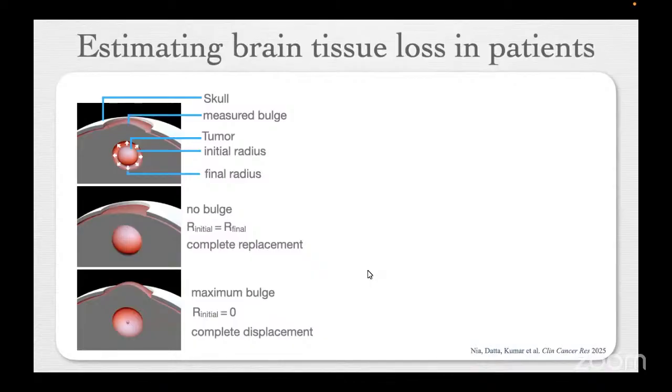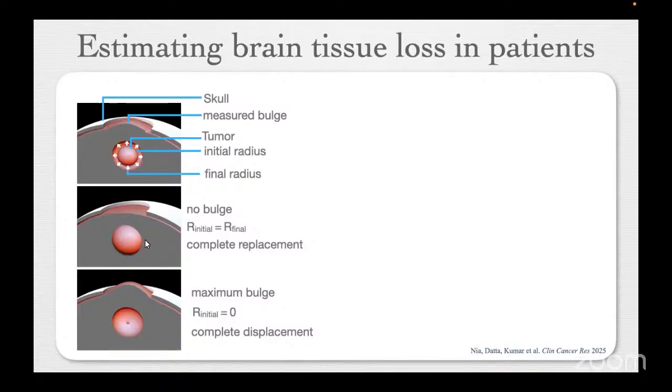to estimate not just solid stress, but also brain loss in the patients. So let me walk you through that. We have the tumor size from two different MRIs. We have this measurement of the tissue relaxation from the solid stress.